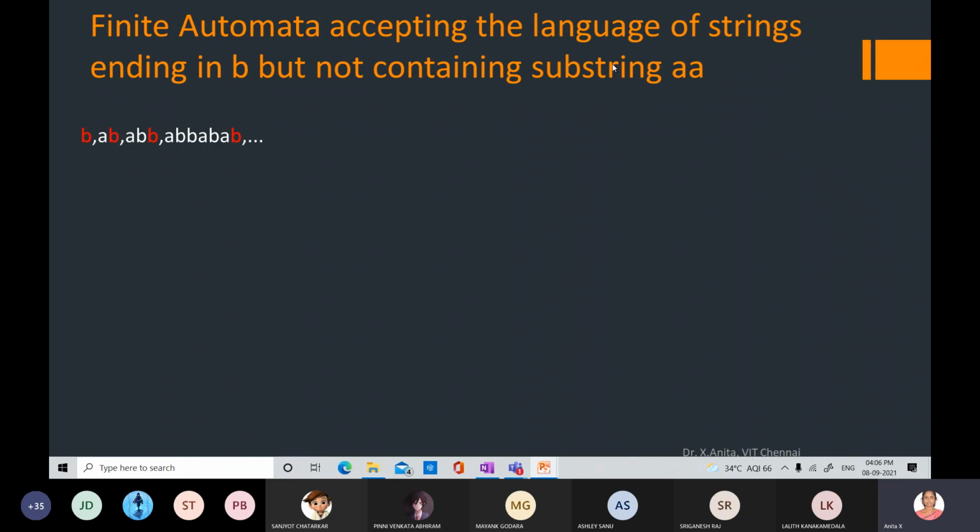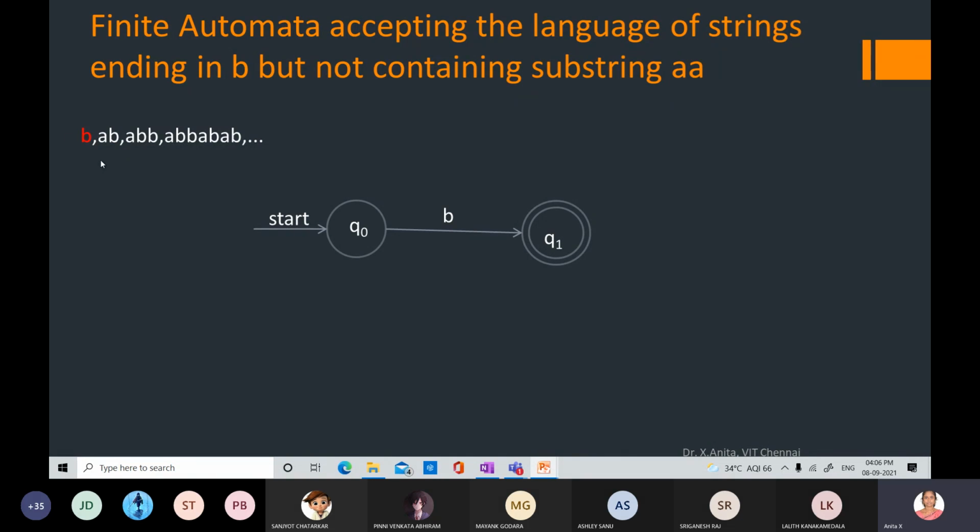Ending in B but not containing substring A. Okay, so here the constraints are increased. So what is the basic condition? It should end with B. Okay, so end with B. So this is the basic string. Okay, so here B, so I should be able to reach the final state.